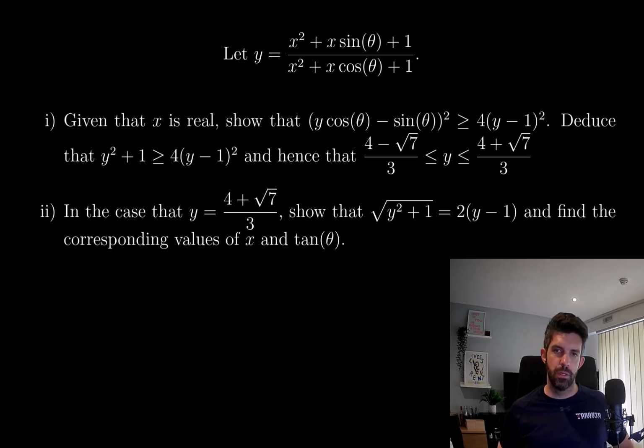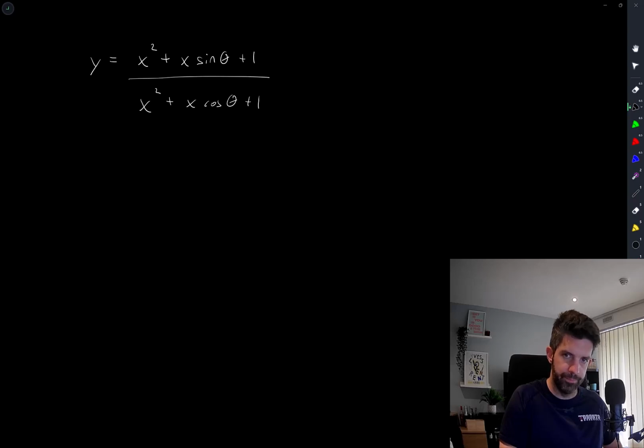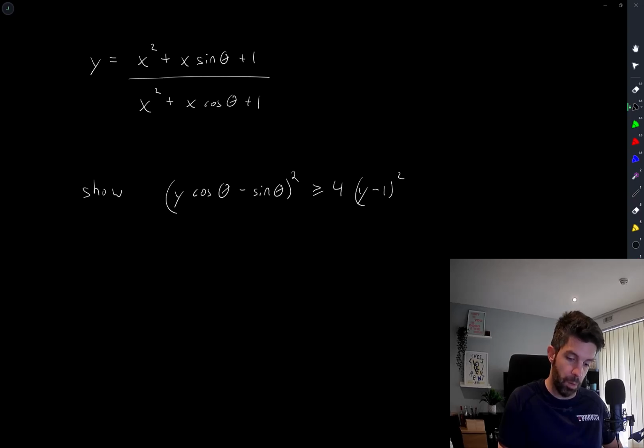So this first, how do we show this first inequality? Let's write down what we're given. Y is equal to (x squared plus x sine theta plus 1) divided by (x squared plus x cosine theta plus 1). Show that (y cosine theta minus sine theta) squared is greater than or equal to 4 times (y minus 1) squared.